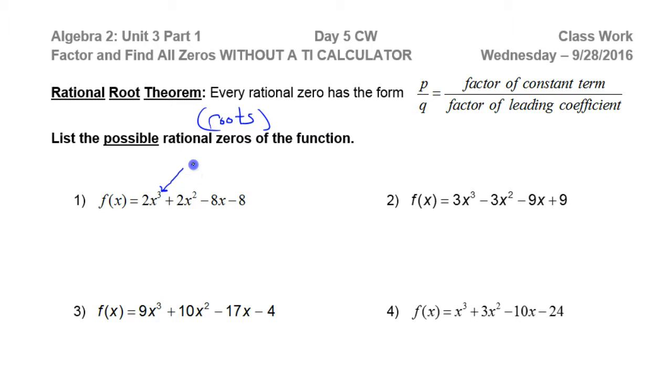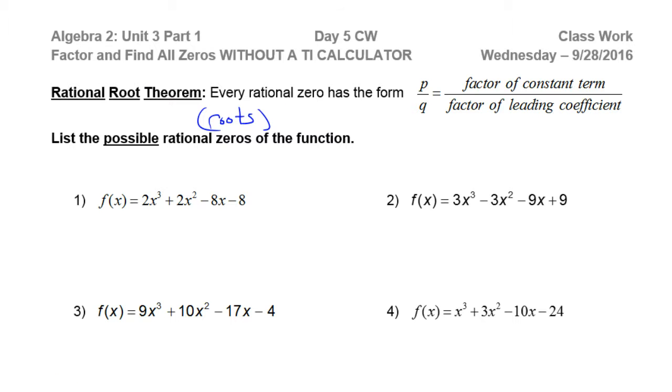This does not include imaginary or radical zeros, which do happen, but accepting that, the rational root theorem says that all of the possible rational zeros are going to be in the form p over q, where p is a factor of the constant term and q is a factor of the leading coefficient.